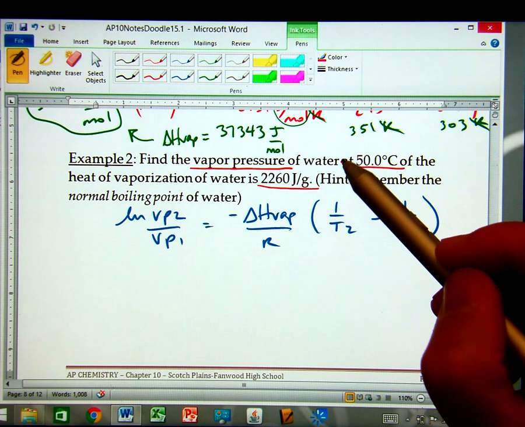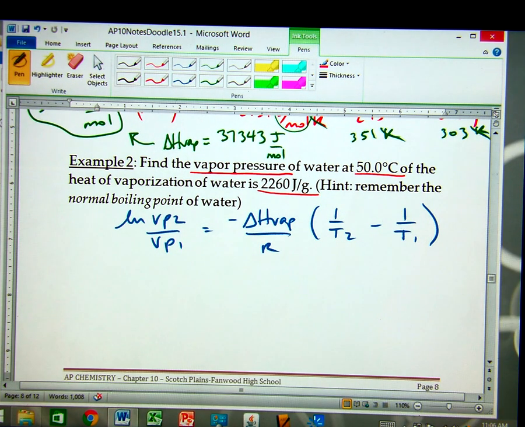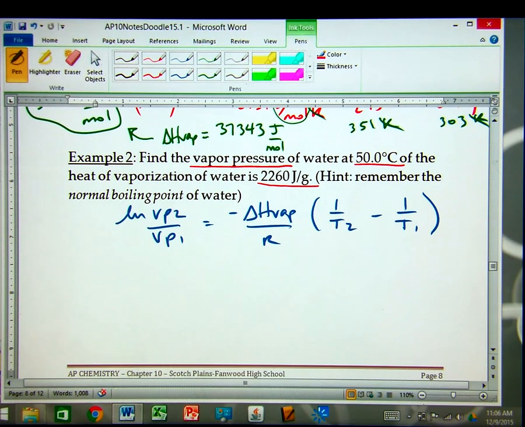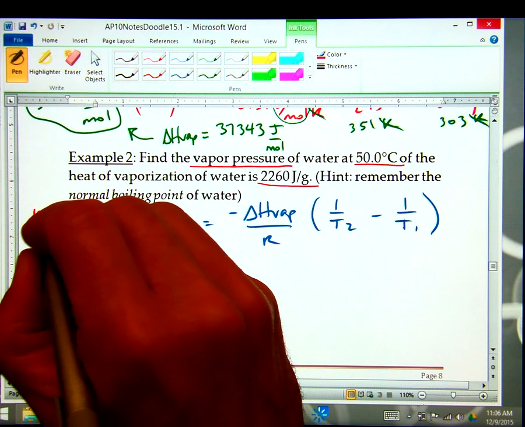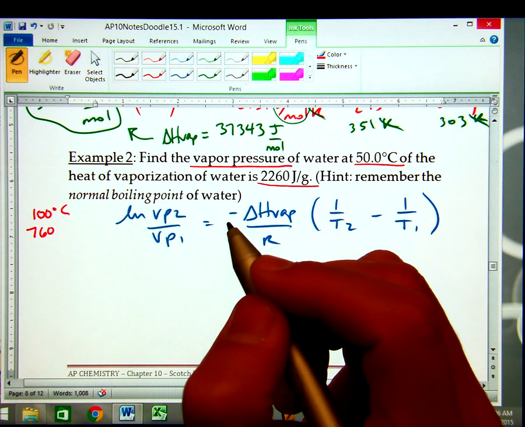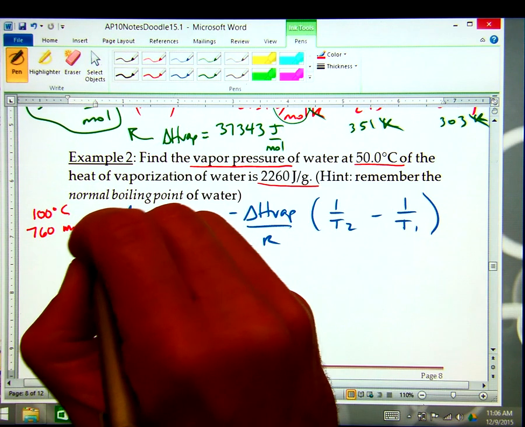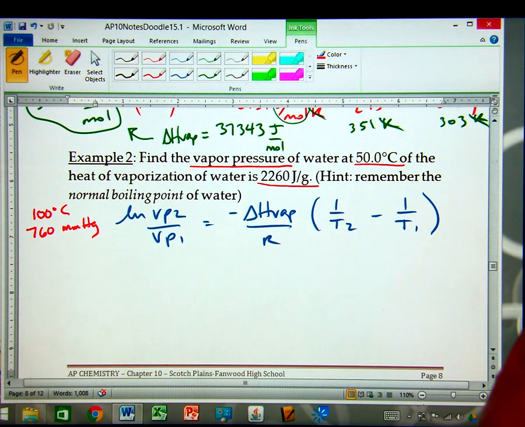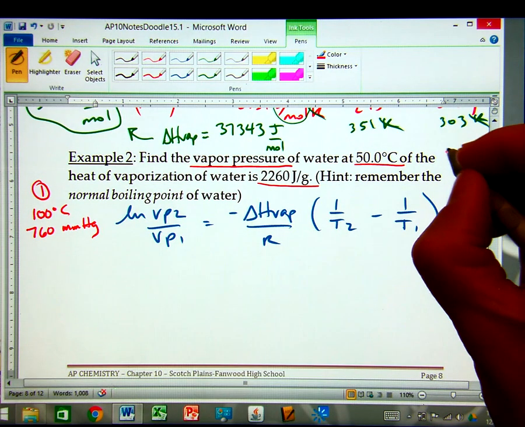But the fact that they told you water, a big trick is that you have to remember the normal boiling point of water. So you know that water boils at 100 degrees Celsius. So at 100 degrees Celsius, it has a vapor pressure of 760 millimeters of mercury. So that's going to be one of your data points. So I'll call that data point 1, and this is going to be data point 2.